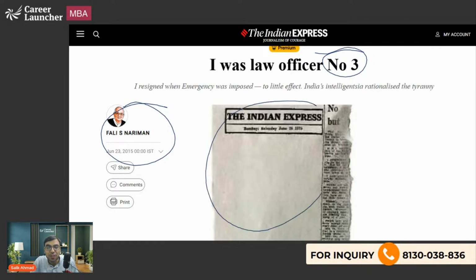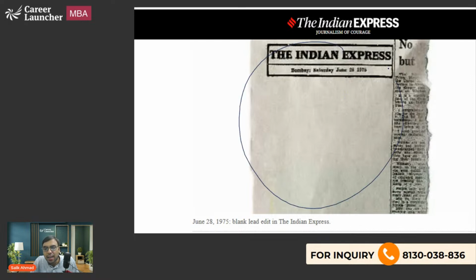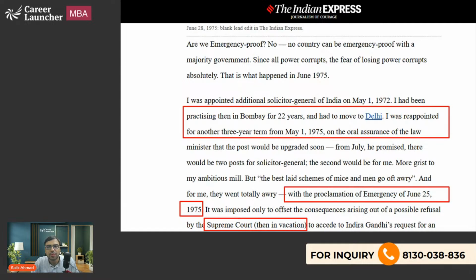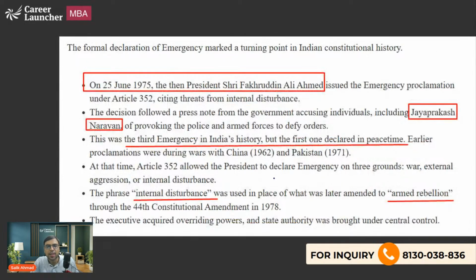And this is the photo of the Indian Express the next day, 26 June 1975. The Indian Express printed an actually blank editorial as a mark of protest against the national emergency. Okay, that is what you should be knowing. So these are the things being talked about.